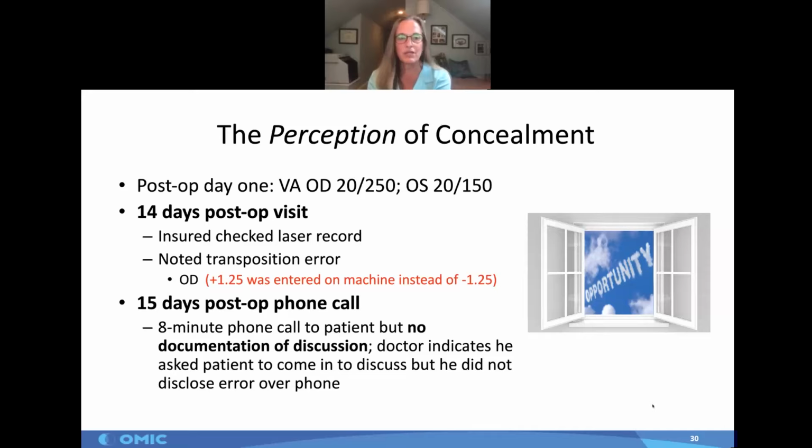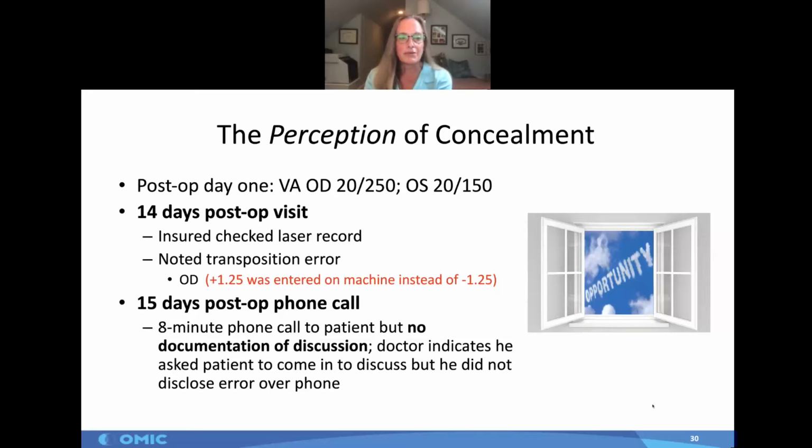On post-op day 1, her vision was 20/250 in the right eye uncorrected and 20/150 in the left eye uncorrected. So after PRK, you do have some blurred vision, but this was a little bit worse than might have been anticipated. And at 14 days postoperatively, the insured ended up checking the laser record and noticed that there had been a transposition error. So plus 1.25 was entered in the machine instead of minus 1.25 for the right eye.